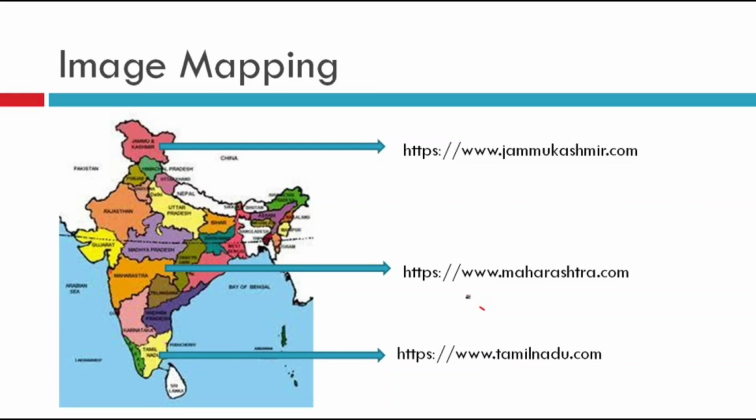Now in this example, as we can see, for the state of Jammu and Kashmir, when the user clicks on any area within the boundary of this state, it takes them to this website. All these sites that I have denoted are just fictitious websites. Only for the example purpose I have considered some state names. Similarly, when I click on the state of Maharashtra, it takes me to maharashtra.com. And if I click on the state of Tamil Nadu, it will take me to the site of Tamil Nadu.